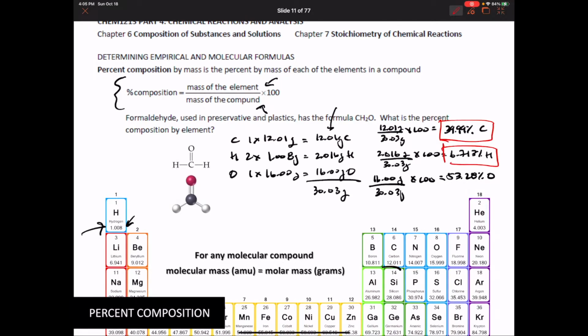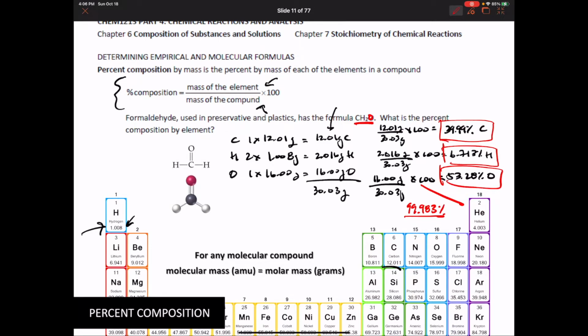Now one thing we want to do, let's check and add them up just for fun. So what's 39.99% plus 6.713% plus 53.28%? I get 99.983%. It's pretty close to 100, but it's not 100. Why isn't it? It has to do with the rounding that we've done. So if it adds up close, we're in the ballpark. That's good. So we are able to calculate the percent mass of any element in the total using this technique.